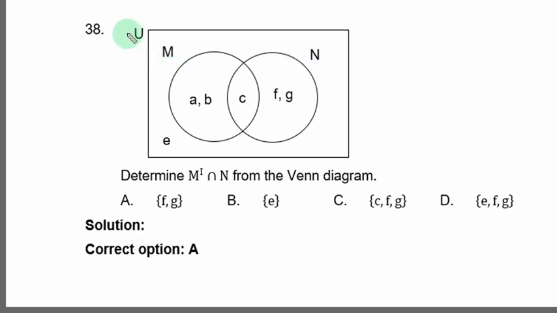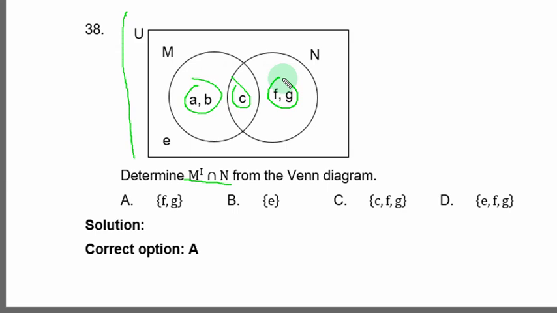Question 38. You have this Venn diagram. You have two subsets, M and N, and you are asked to determine M prime intersection N. Now, the universal set is the addition of the elements in M, that is A, B, intersection, that is C, and N, that is F, G. That is A, B, C, F, G.